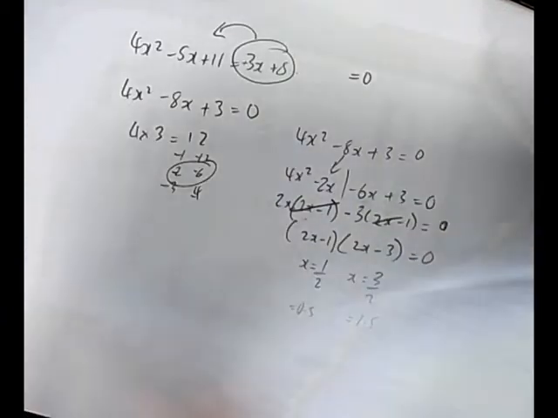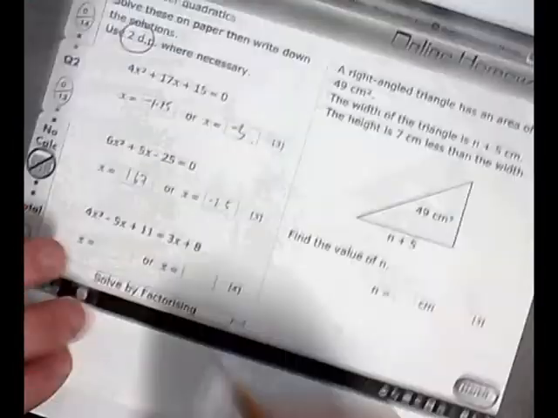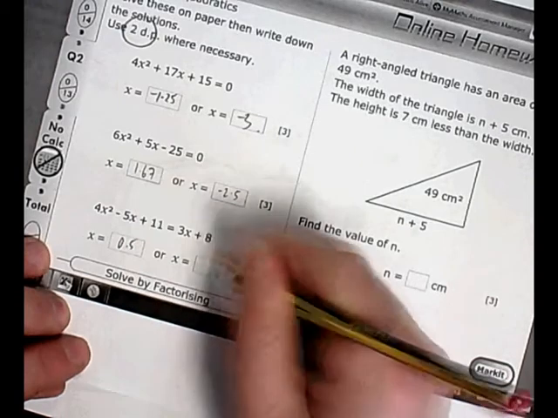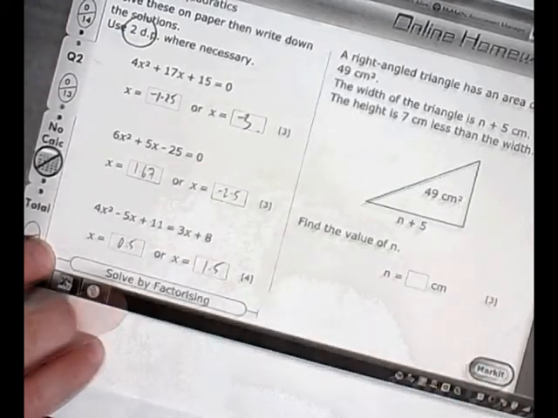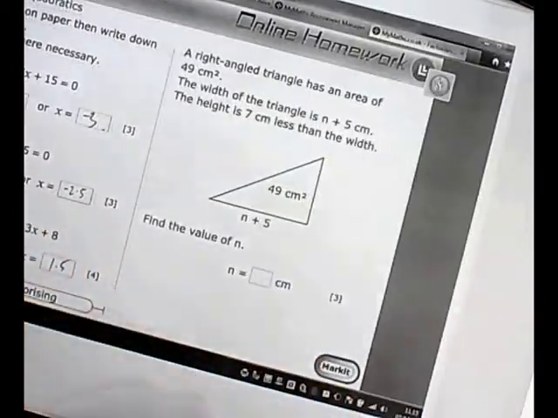So we'll just type that into MyMaths. A half of 1.5, so 0.5, 1.5. Okay, right, this one, a little bit different.